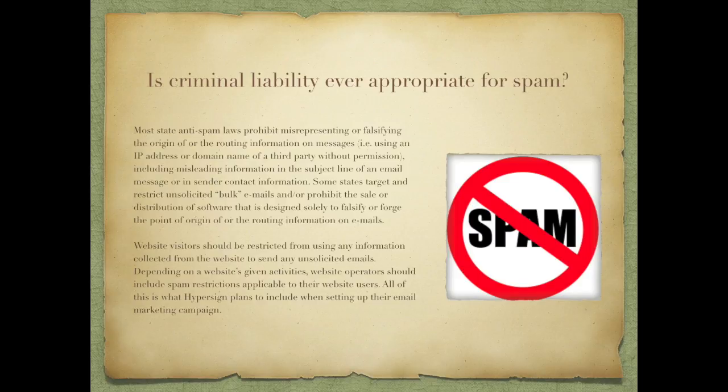Is criminal liability ever appropriate for spam? Most state anti-spam laws prohibit misrepresenting or falsifying the origin of or the routing information on a message, i.e., using an IP address or domain name of a third party without permission, including misleading information in the subject line of an email message or in sender contact information. Some states target and restrict unsolicited bulk emails and/or prohibit the sale or distribution of software that is designed solely to falsify or forge the point of origin of or the routing information on emails.